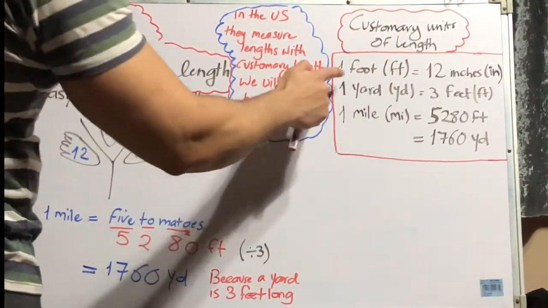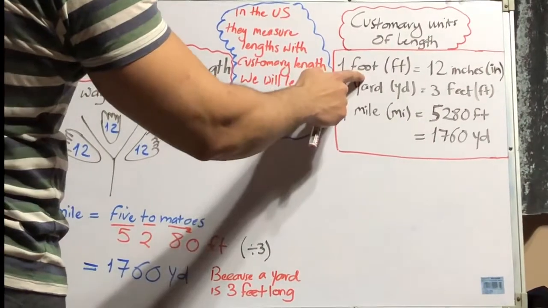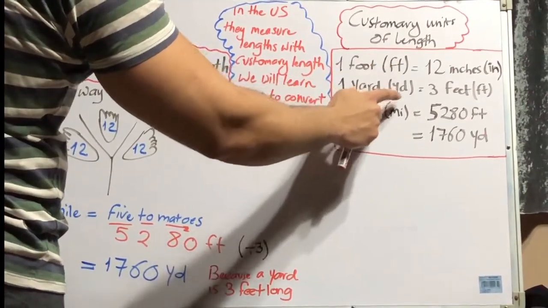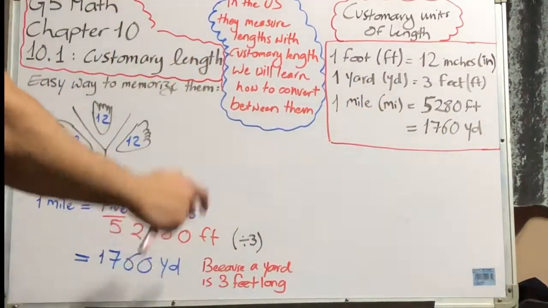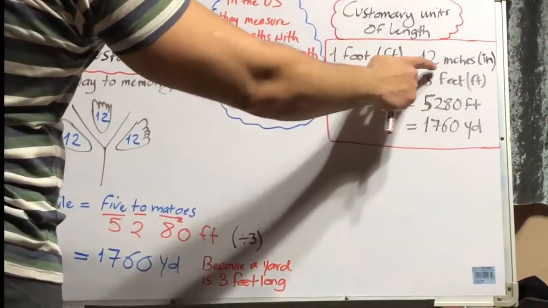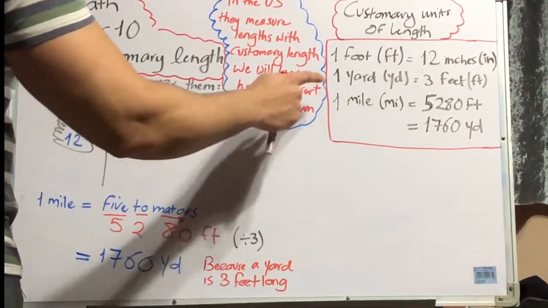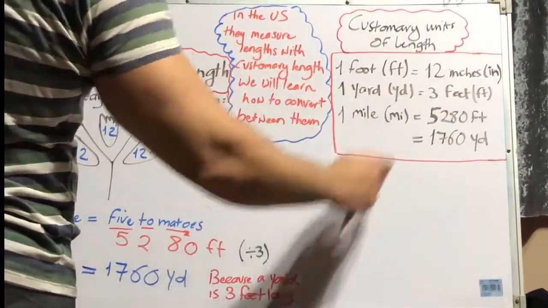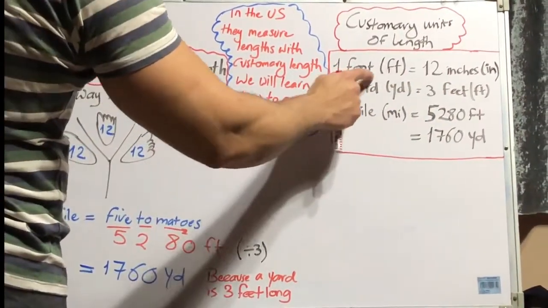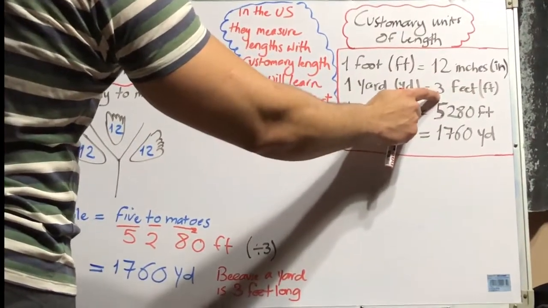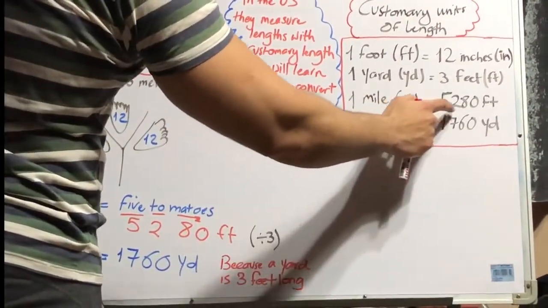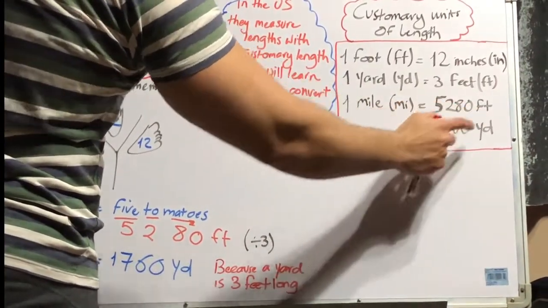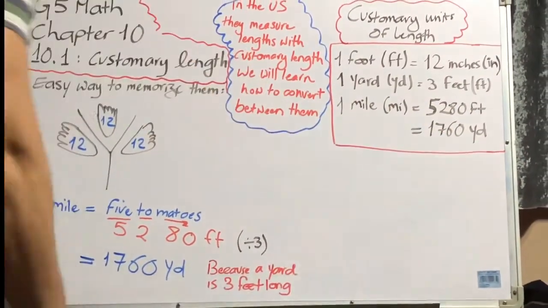What are they? First of all, we have the 1 foot. You can see the abbreviations of each one here. So we have 1 foot equals 12 inches, and 1 yard equals 3 feet. Notice how foot changed to feet when it's plural. We have 1 mile equals 5,280 feet or 1,760 yards.